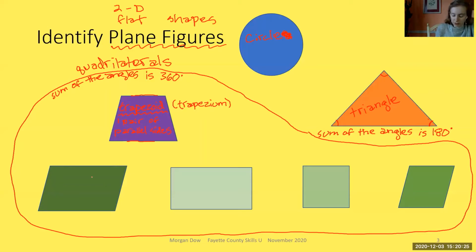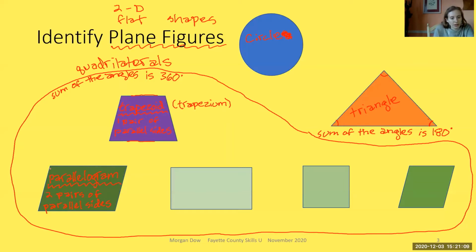All right, and then let's take a look at this green shape here. This green shape is called a parallelogram. A parallelogram is a quadrilateral, it's a 4-sided shape that has 2 pairs of parallel sides. So this parallelogram, the top and the bottom are parallel to each other. The right and the left side are parallel to each other.